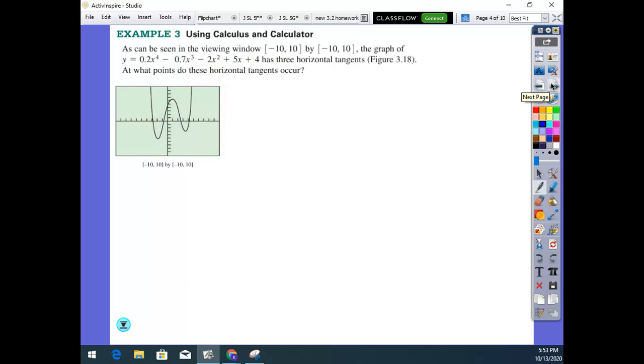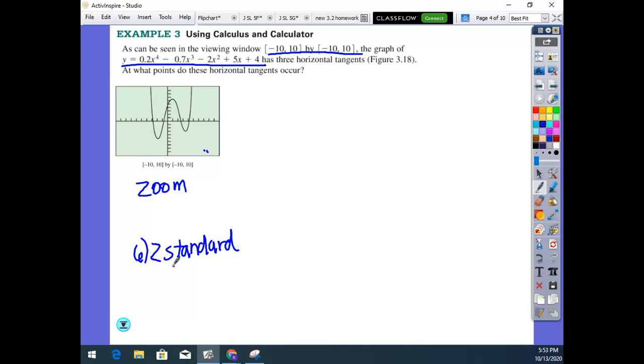This is all using your calculator. So if you want to plug this equation into your calculator on a standard viewing window, and you do not see this graph, go to Zoom, and I believe number 6 is Zoom Standard. That will automatically change your window to -10 to 10 for both the X and the Y. That's a helpful feature.